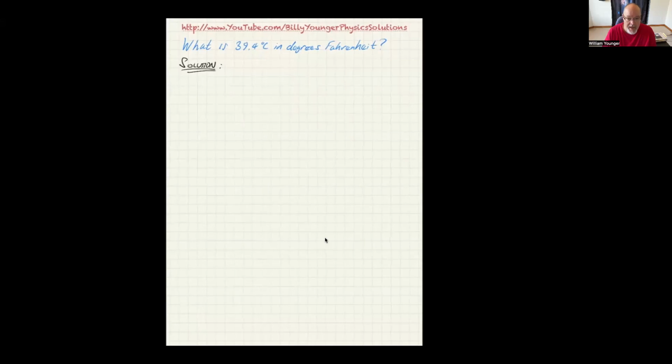So now that we have the problem written out, first thing I'm going to do is step one, which is: how far is this from freezing of water? In this case, I'm obviously closer to freezing, which is 0 Celsius, than I am to boiling. So I'm going to use that one.